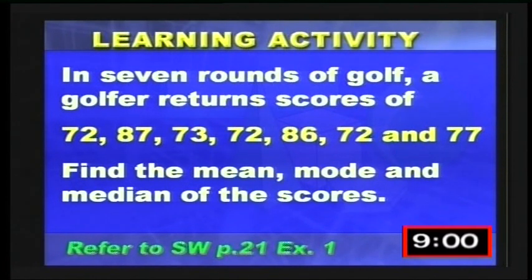It reads, in 7 rounds of golf, a golfer returns scores of 72, 87, 73, 72, 86, 72, and 77. These are the scores in 7 rounds of golf. Now it reads, find the mean, the mode, and the median of the scores. Receiving students, 7Es, you're going to find the mean of the scores, the median of the scores, and the mode of the scores.